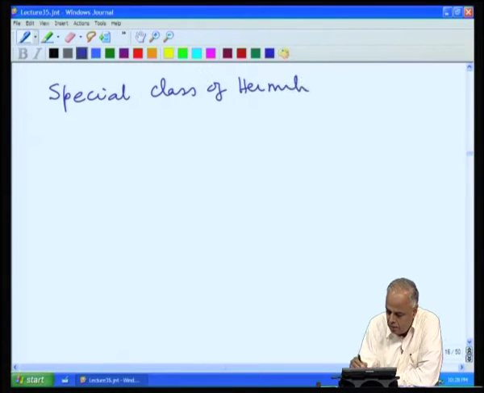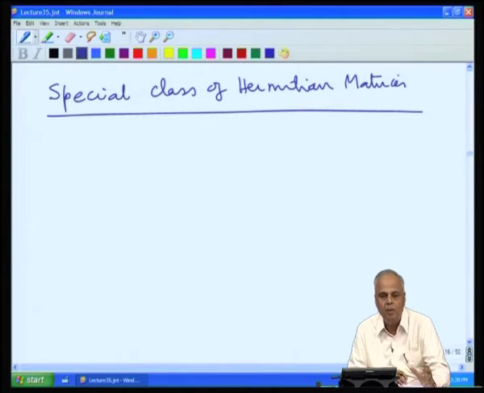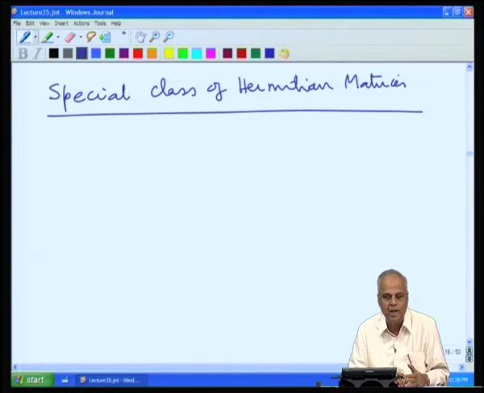Special class of Hermitian matrices. Now, first we looked at all n by n matrices, then we saw the various diagonalizability criteria, namely A m equal to G m, and then we found that there are matrices for which A m may not be equal to G m. Therefore, all n by n matrices are not diagonalizable. Then we looked at a special class of n by n matrices, namely Hermitian matrices, where diagonalizability was guaranteed.